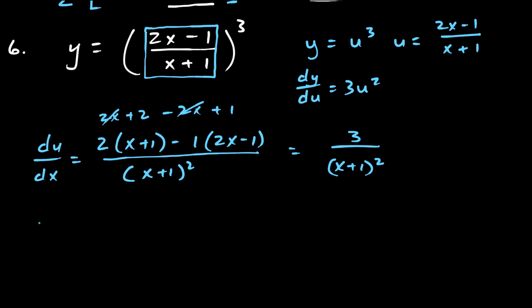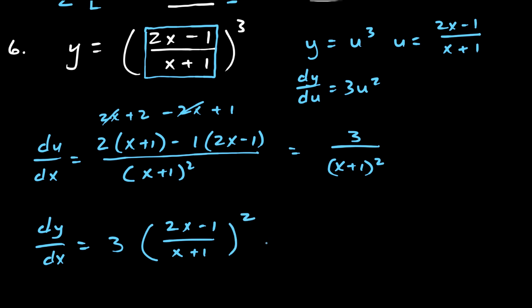So now when we put everything back together again and have dy/dx, we'll see that we have 3 times u, which is 2x minus 1 over x plus 1, squared, times 3 over x plus 1 squared.